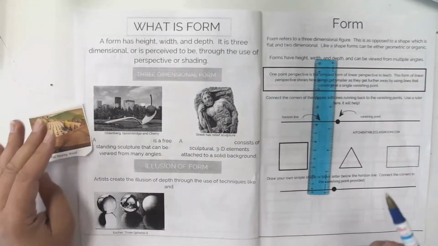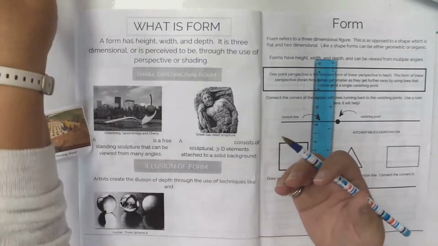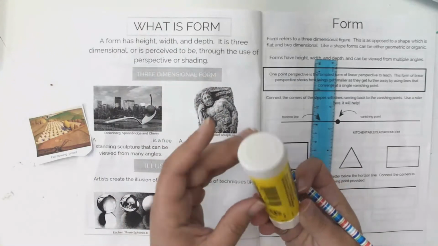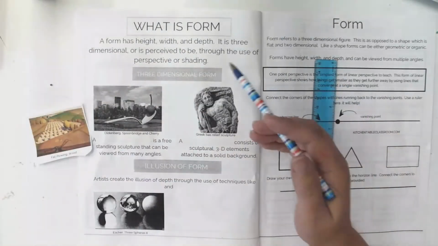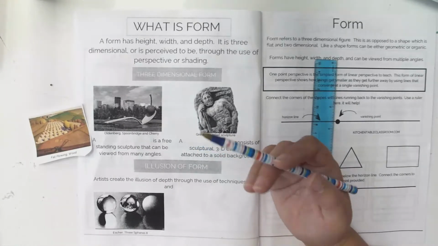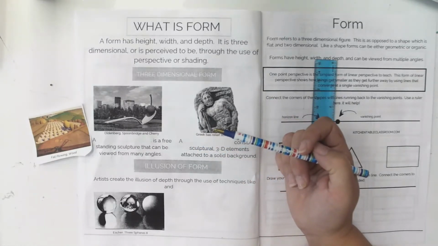Perfect. Okay. What is form? A form has height, width, and depth. So this right here would look like a form. It looks like a 3D object. It is three-dimensional, or is perceived to be through the use of perspective or shading.